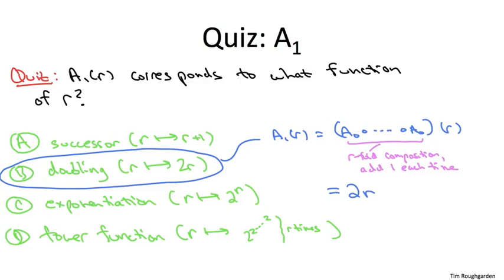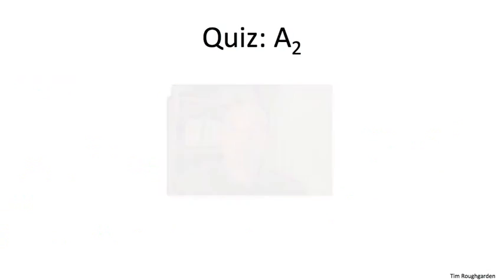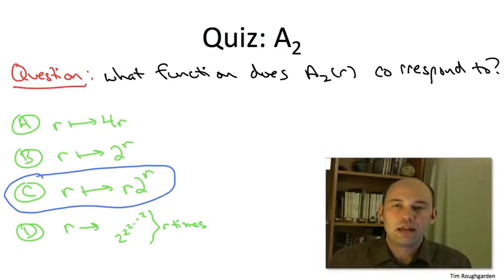So let's now move from A1 to A2. So let's think about exactly the same question, fixing k at 2 and regarding it as a function of r only. What function is it? So the answer here is C. For every positive integer r, A2 of r is equal to r times 2 to the r.